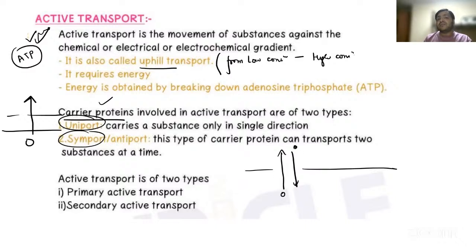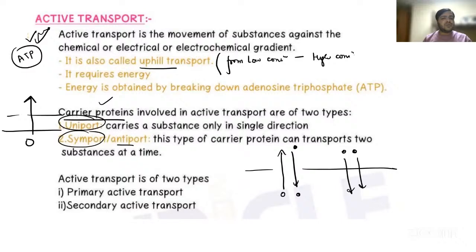Similarly, the other molecule from outside will come inside, right? So it is a carrier protein that can transport two substances at a time. Antiport means opposite direction. Anti means opposite. Symport means when both the substances from outside are going together inside. So that is called a symport. They are combining the action and moving together.